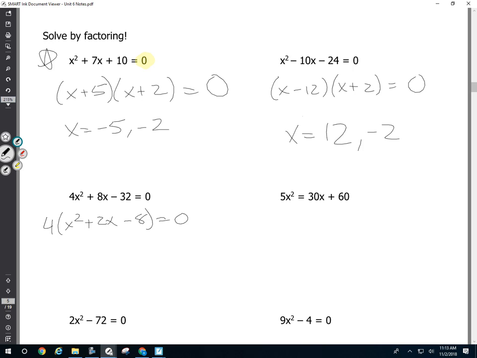No, for the first two you couldn't do that. But for this one, it will make the problem much easier if you factor out the greatest common factor. Now, I could factor this to be x plus 4, x minus 2. Those are the two numbers that add to get positive 2 and multiply to get negative 8, right? This is equal to 0.